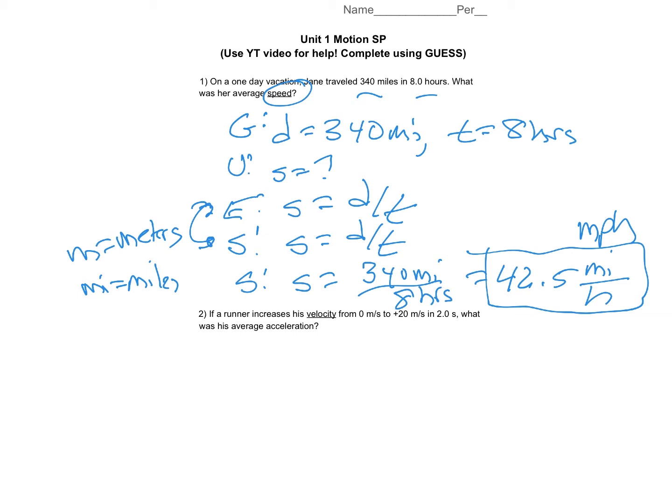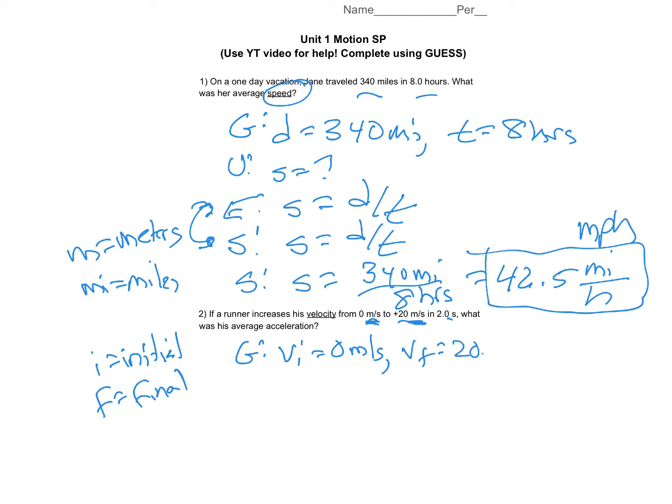Okay? So the next one, if a runner increases his velocity from 0 to 20 in 2 seconds, what is his average acceleration? So I see 3 numbers, so let's do our given. And I see meters per second. This is where your units table becomes useful. Oh, I know meters per second is V. VI. I stands for initial, remember that? And F stands for final. Some of you who had chemistry would know that. So VI is 0 meters per second, and I know it's V because it's meters per second. And VF is 20 meters per second, and I see the seconds there, so I'm like, oh, that's time, is 2 seconds.